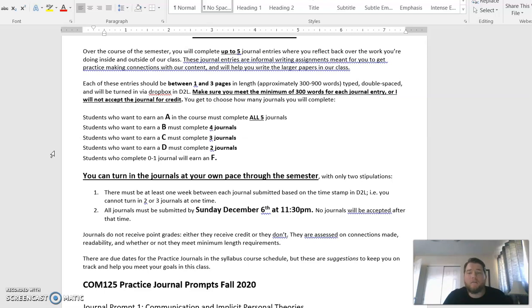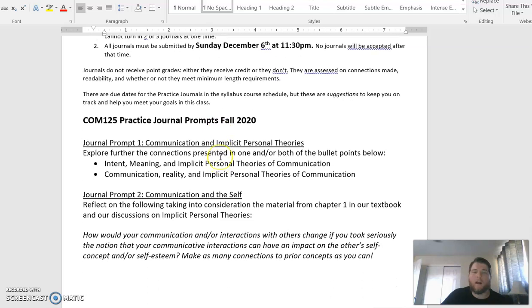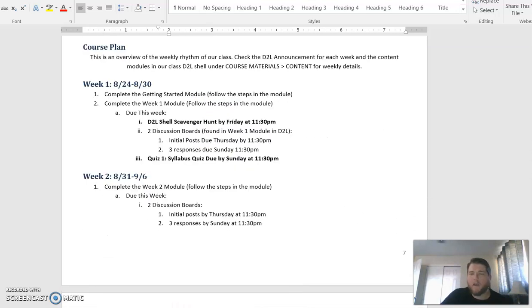Now, I have had students in the past who will write 1 or 2 of them at the same time and then wait to turn them in to where there's the week in between the 2. That's perfectly fine. But I actually encourage you to try to time them with the material. Now, what I've done is in the course schedule, in the syllabus, I've given you suggested due dates.